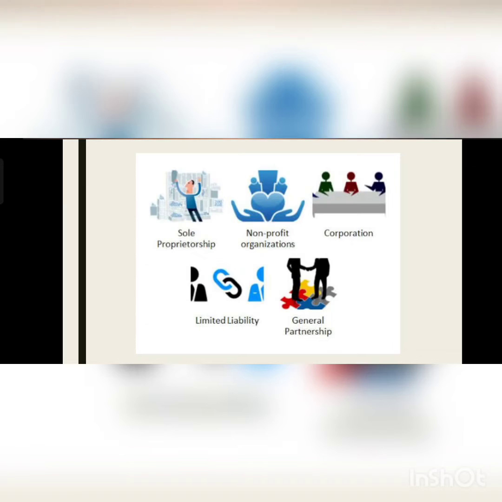Then you have general partnership. You are in a short term or a long term agreement with another person. You are basically sharing the profit ratio.